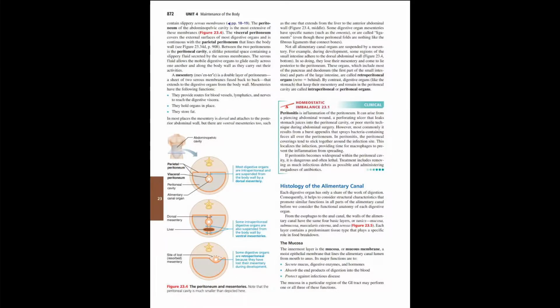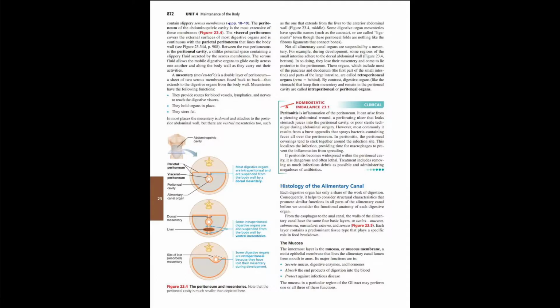The mesentery is a double layer of peritoneum, a sheet of two serous membranes fused back to back that extends to the digestive organs from the body wall. Mesenteries have the following functions. They provide routes for blood vessels, lymphatics, and nerves to reach the digestive viscera. They hold organs in place, and they store fat.